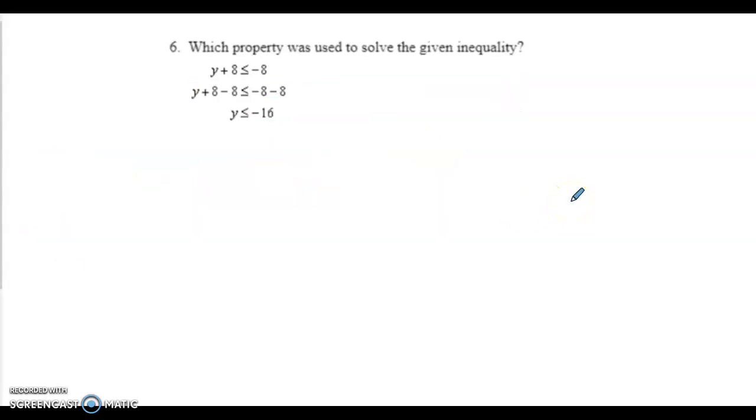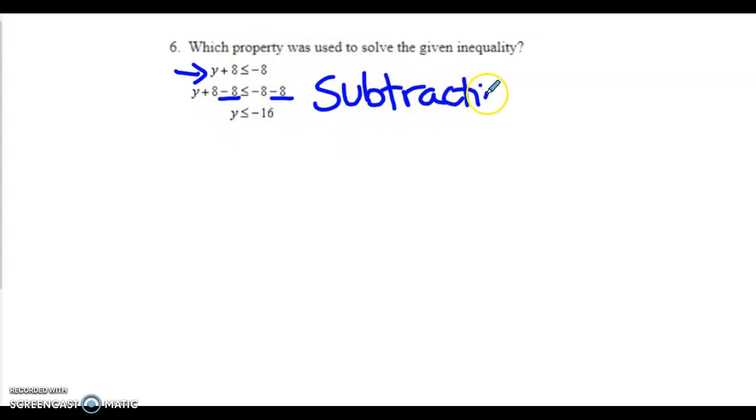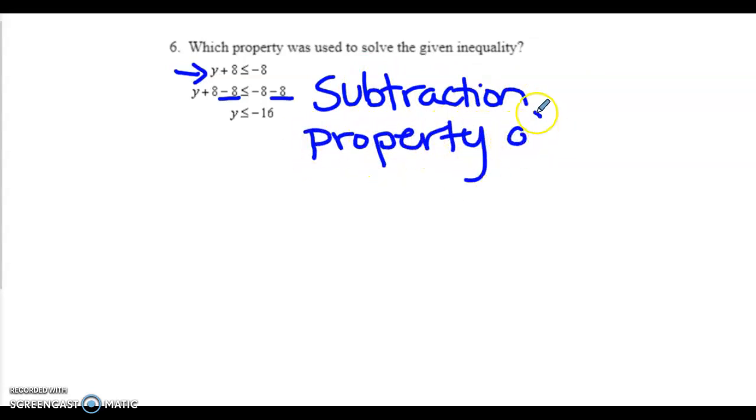Okay, which property was used to solve the given inequality? So here's our given inequality. And what they do is they want to get rid of this 8. So they subtract 8 from each side to solve it. So if we're subtracting 8 from each side and we want to know what that property is, that is the subtraction property of equality. It just means whatever you do to one side, you have to do to the other. So we subtracted 8 on each side, so that's the subtraction property of equality. I hope this helps. Good luck on your quick check.